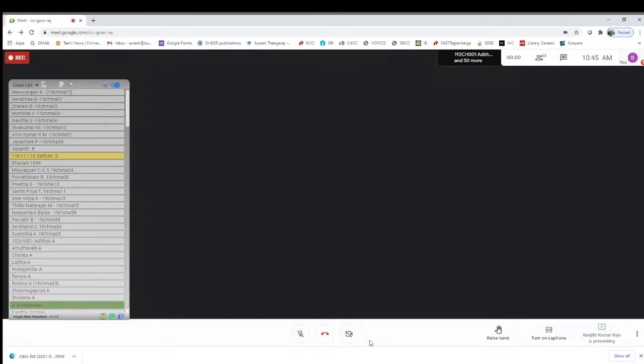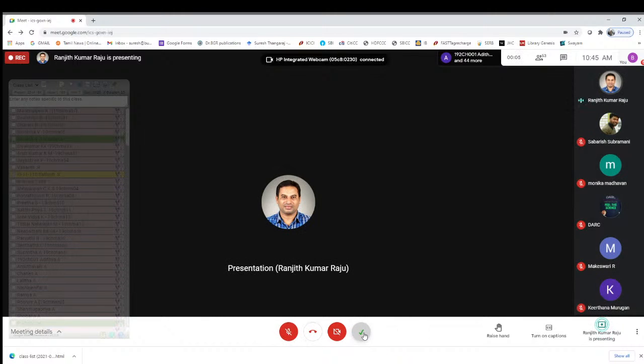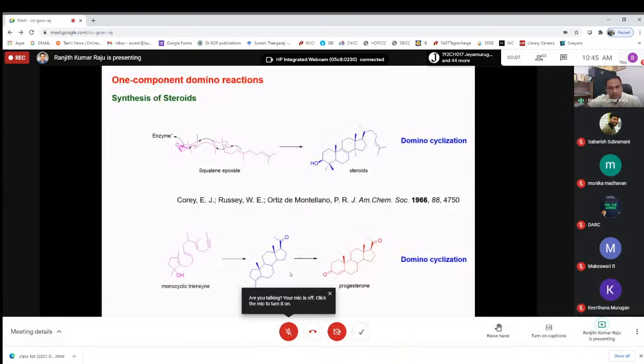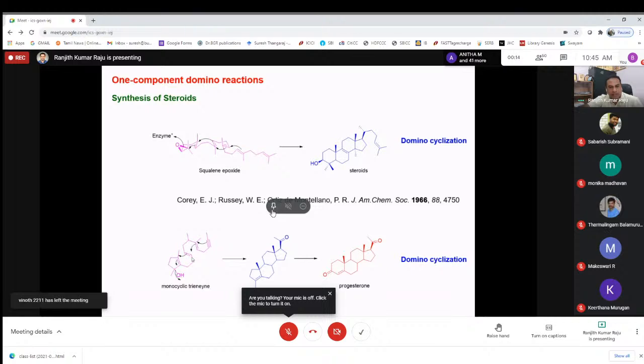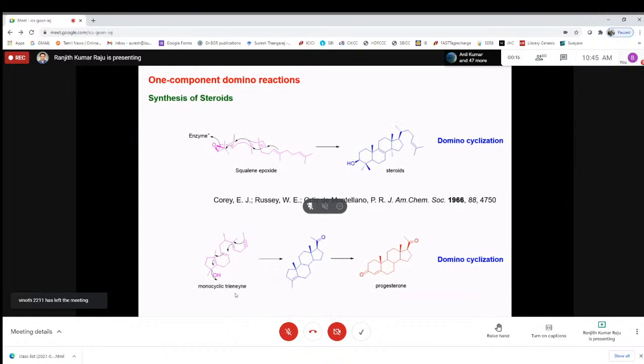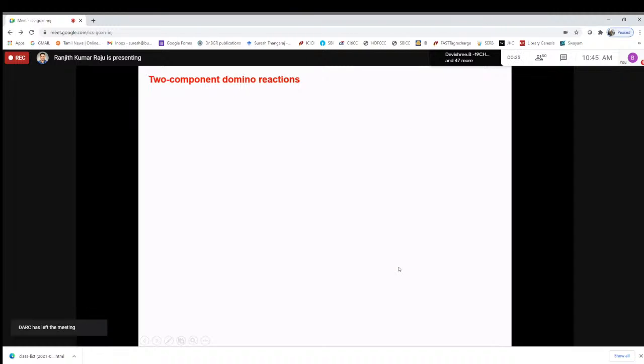where you have the monocyclic triene, which affords the intermediate, and this intermediate has been converted to progesterone. So here also it involves several cyclization reactions, and finally there is an elimination which affords progesterone. Then the two-component reaction: you have 2 reactants which undergo several steps to give the desired product.